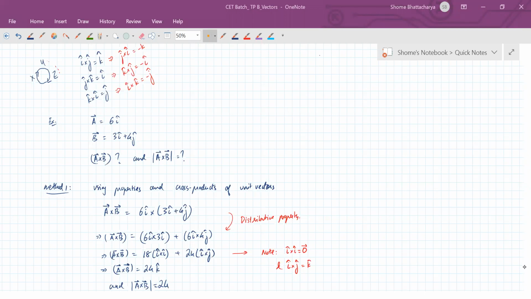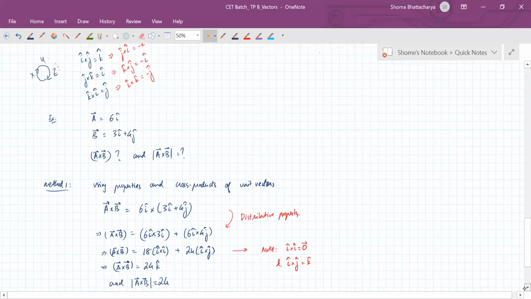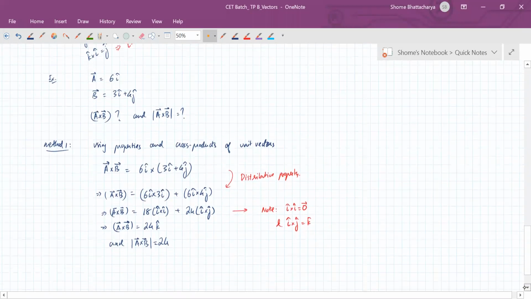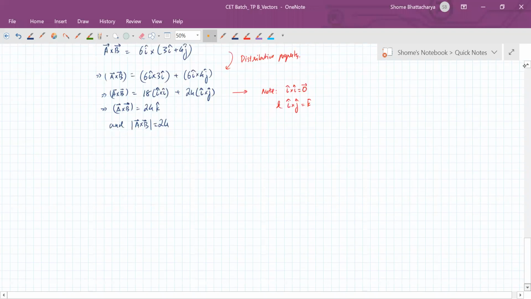Okay, so hope this is clear. Now the second method we can use here is we can actually draw the vectors geometrically. Okay.